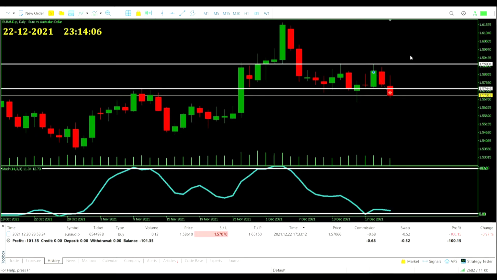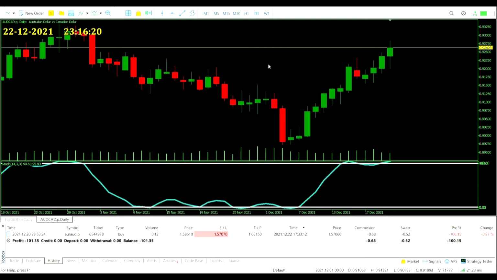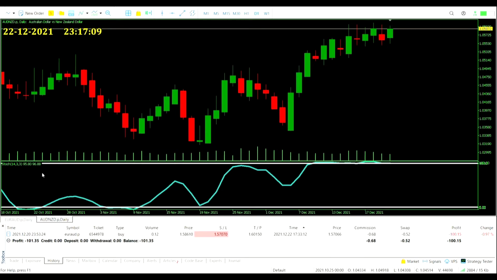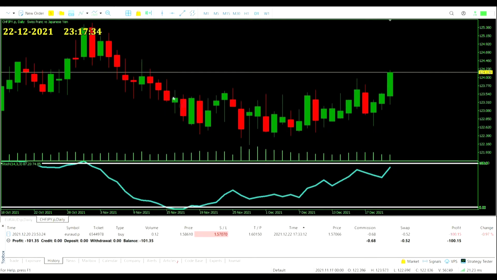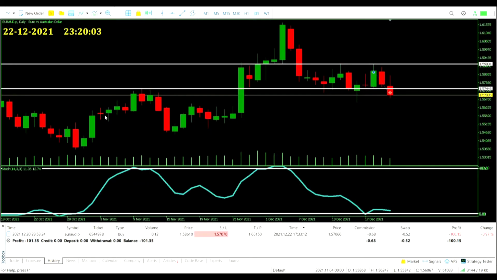We lost £101.35 total. That includes the 68 pence commission and the 52 pence swap. So there we go, a poor start to the strategy, but there could be more signals out there waiting for us. Let's find out. Australian dollar, Canadian dollar still pushing up. That's what we want. Aussie, New Zealand dollar almost out of the overbought territory again. It needed to push higher. Swiss yen almost overbought. No new signals for us though from the stochastic oscillator. So we have got to live with one trade taken, one trade lost.